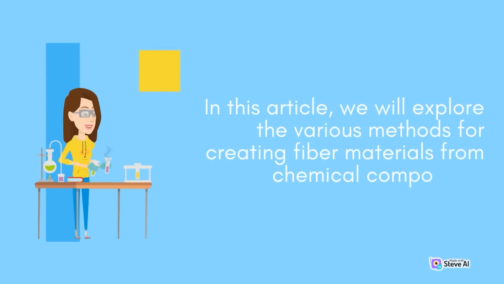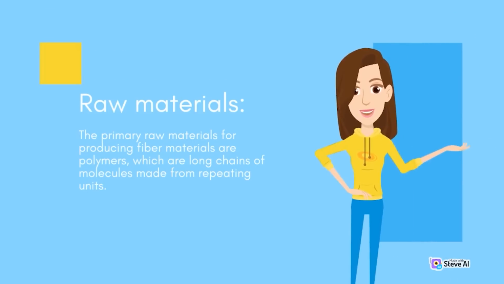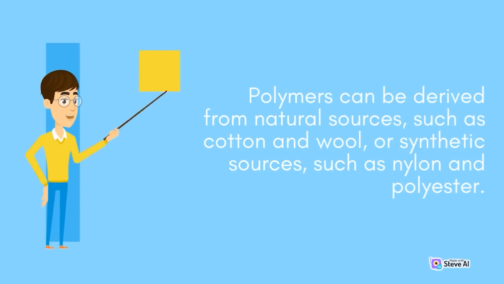In this article, we will explore the various methods for creating fiber materials from chemical compounds. Raw materials. The primary raw materials for producing fiber materials are polymers, which are long chains of molecules made from repeating units. Polymers can be derived from natural sources, such as cotton and wool, or synthetic sources, such as nylon and polyester.